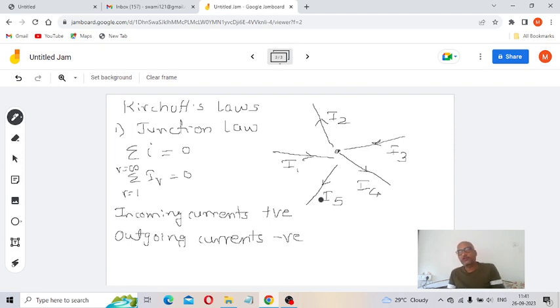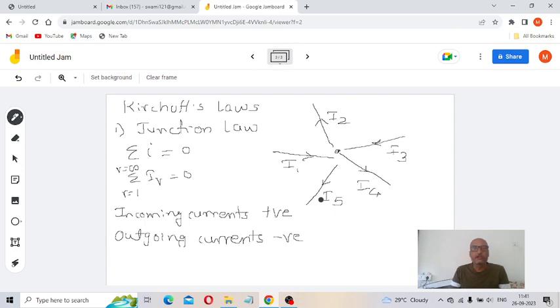Now the charge cannot be accumulated at one point in case of current electricity. So at any junction, whatever charge is coming to the junction, it should leave that junction immediately. No accumulation of charge will be there. So total incoming charge equals total outgoing charge.